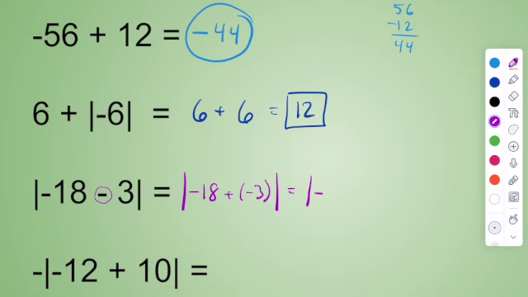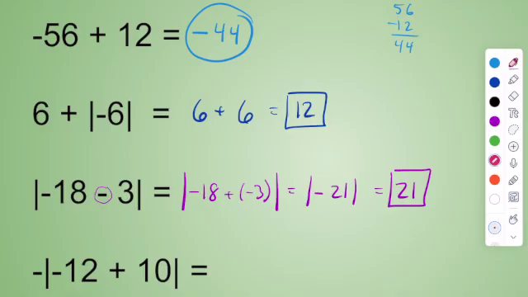If I have a negative plus a negative, I need to add those together. 18 plus 3 more gives me 21. Final step is, what is the absolute value of negative 21? That would be 21. Box it.